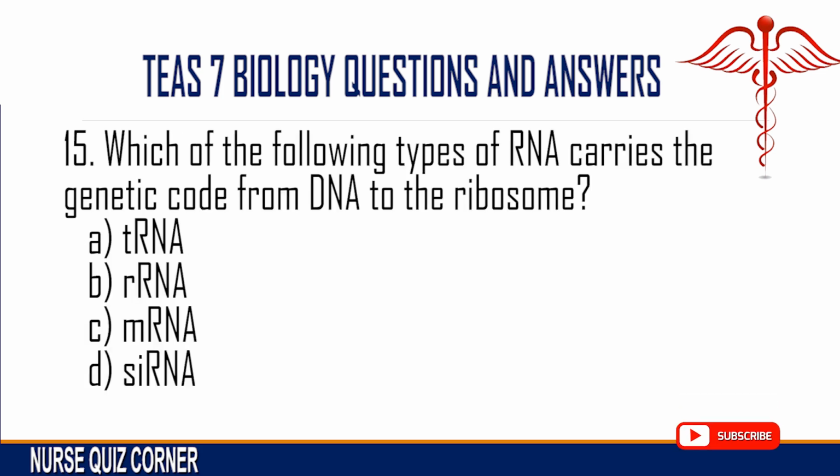15. Which of the following types of RNA carries the genetic code from DNA to the ribosome? A. tRNA. B. rRNA. C. mRNA. D. siRNA.